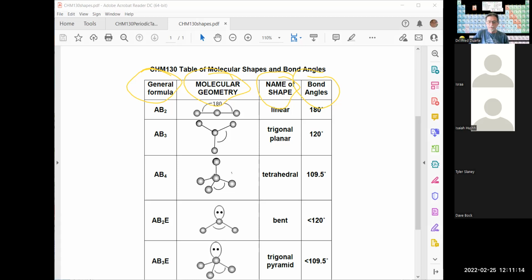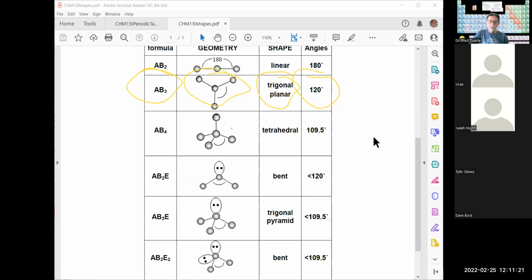So for example, let's look for the AB2E2, the one we just did. Let me clear this up a little bit.